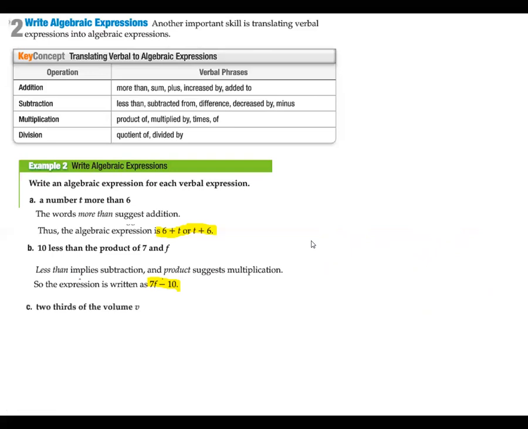Okay, so 2/3 of the volume V. Well, of means to multiply, and 2/3 is a fraction. So it's going to be 2/3 V, or you could equivalently write that as 2V over 3. Either one of those mean the same thing. All right, here's a couple for you to try. Go ahead and pause the video.